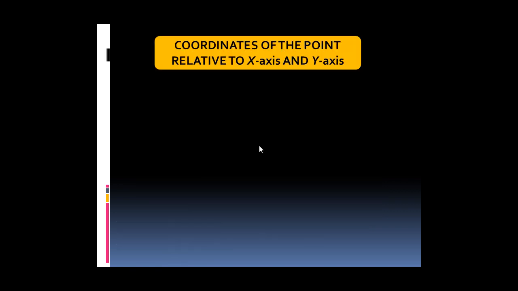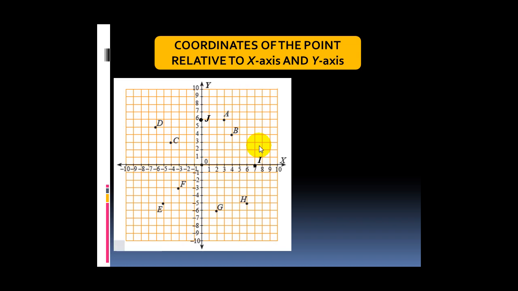Okay, next. Coordinates of a point relative to the x-axis and y-axis. This is an example of a Cartesian coordinate plane. And then we know that the coordinates of point B are (4, 4). From point B, we find the distance of point B to the x-axis, and the distance of point B to the y-axis.